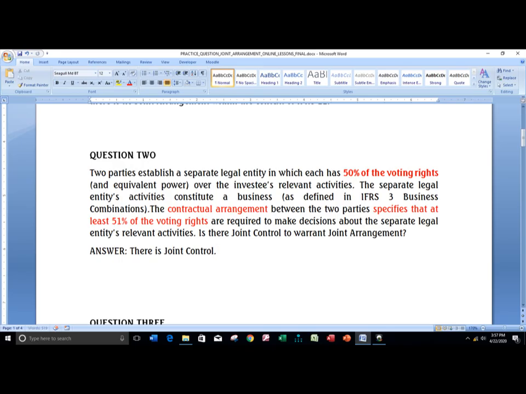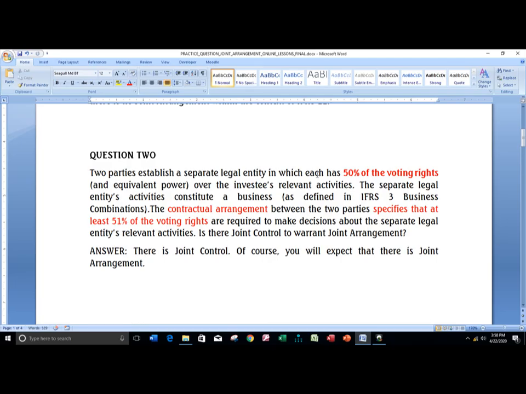And once there is joint control, of course, you would expect that there is joint arrangement. There is joint arrangement.